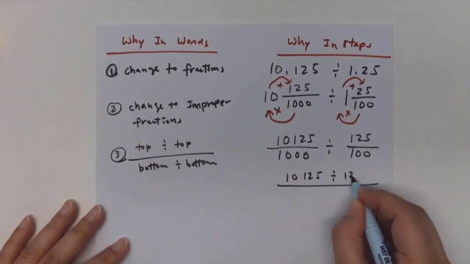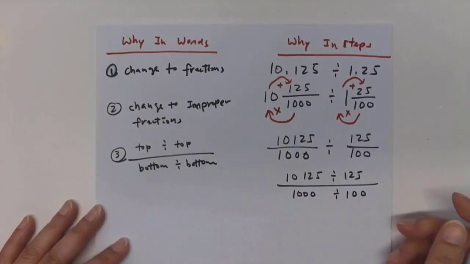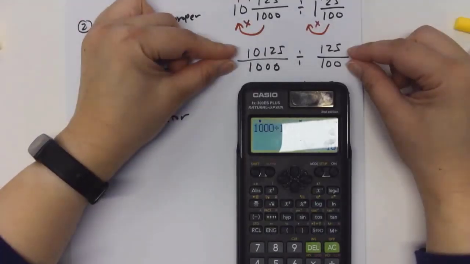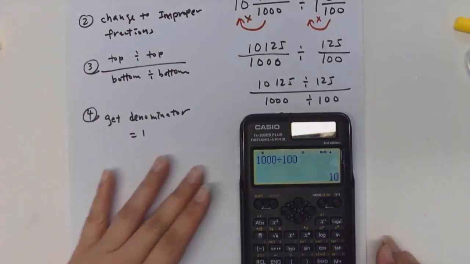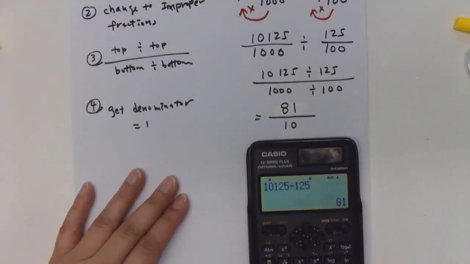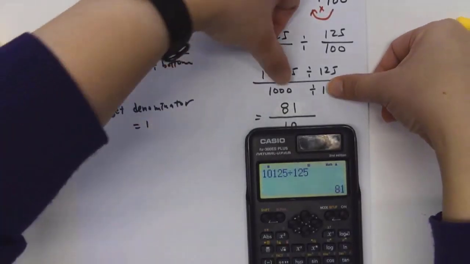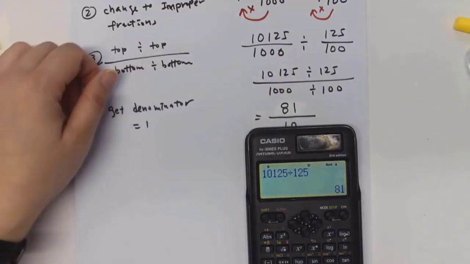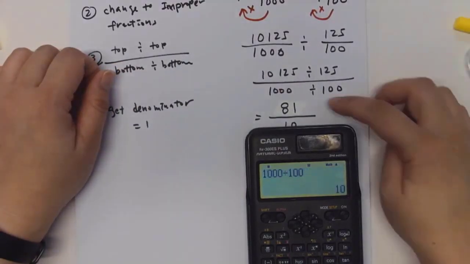Which means 10,125 divided by 125, 1000 divided by 100. Okay, so here we have this part, the top divided by top, the bottom divided by bottom. When we get to this point, we have 10,125 divided by 125. So the top should be just 81, right? And then the bottom, if we get rid of 20 and 20, we should get a 10, because it's 1000 divided by 100. So the bottom is 10.